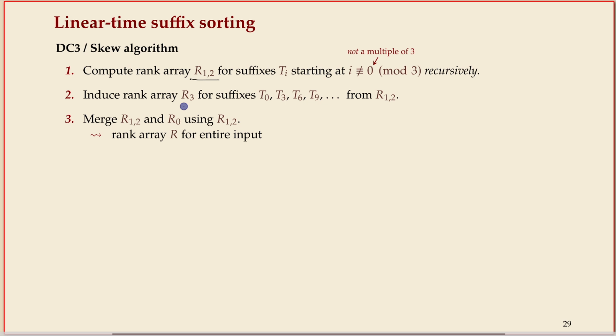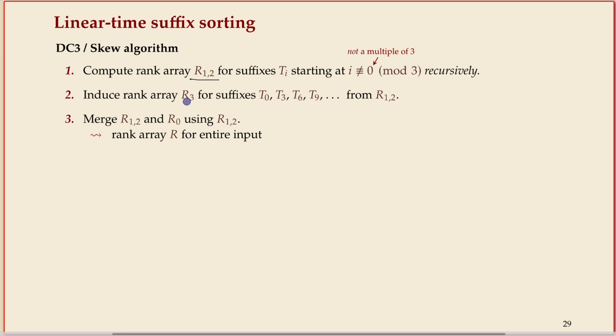We'll use that recursively computed part of the answer to induce, so to derive from that, the other ranks. So the relative order of those that start at positions a multiple of 3. What I should say about these ranks, so this R12 and R3, these are only ranking relatively within their set of indices. So R12 tells you among all those that don't start at a multiple of 3, which is the first, second, third, and so on, it doesn't put this in relation to the total set of all suffixes.